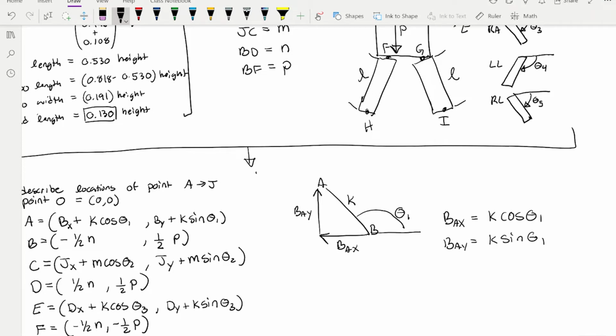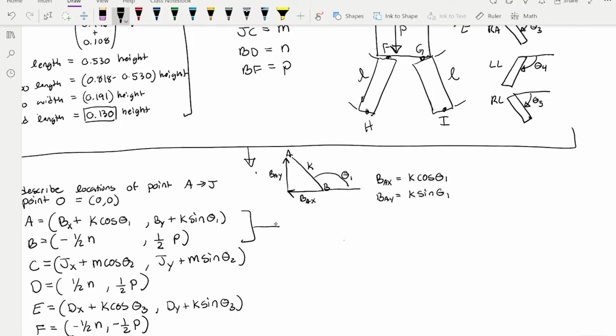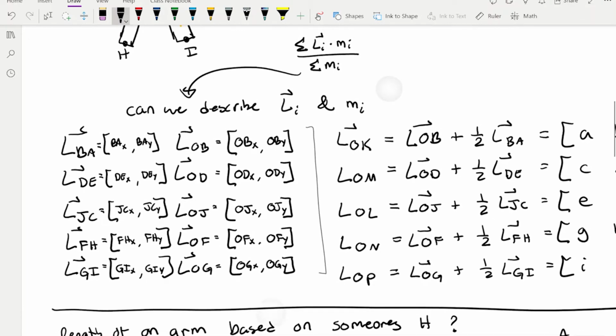All right, so let's look at this whole thing again in terms of AB here. So that we know the vector AB, now this must be equal to the point A minus point B, because that gives us K cosine, K sine. So A minus B is equal to BAX, BAY. All right, so we can use all these relations to back out all of our points that we want, right? So let's do that real quick.